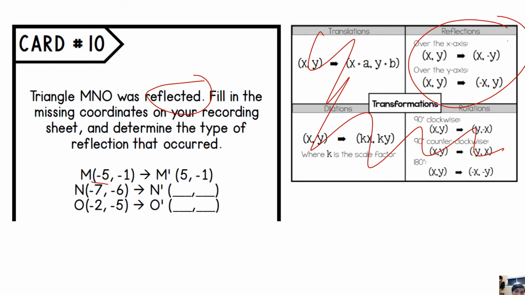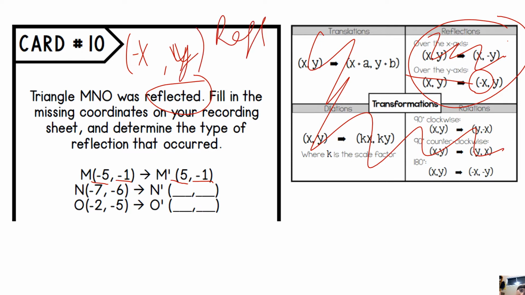And let's look. -5 changed to positive. -1 stayed the same. So they changed the X's. So here they changed the X. They flipped it over the Y. So the rule is -X, Y. And it's a reflection over y-axis. So this will go 7, this will go 2, and then nothing will happen to the other coordinates.